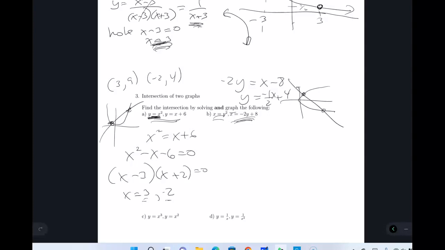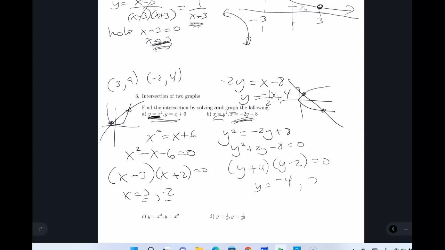So I see those two points. So let's set the x's equal to each other. So I get y squared equals negative 2y plus 8. Because it's a quadratic, we want to get it equal to 0. So plus 2y minus 8 equals 0. So (y plus 4)(y minus 2). And so I get y equals negative 4 and 2. Okay, so if I was to find the xy points, I could plug y equals negative 4 into here. Then I get (16, -4). And if I plug y equals 2 into here, I'd get (4, 2).